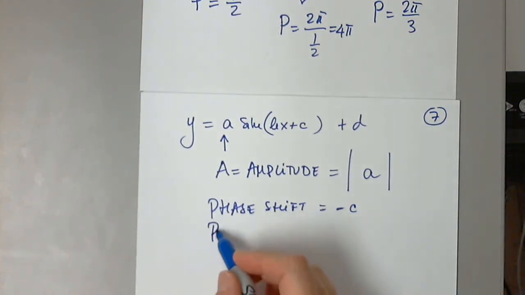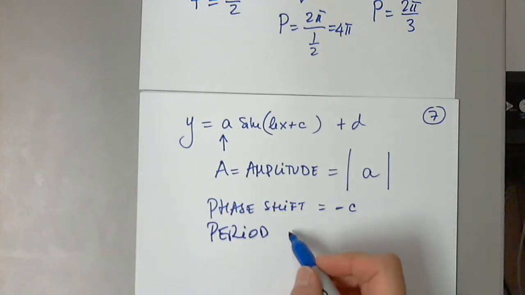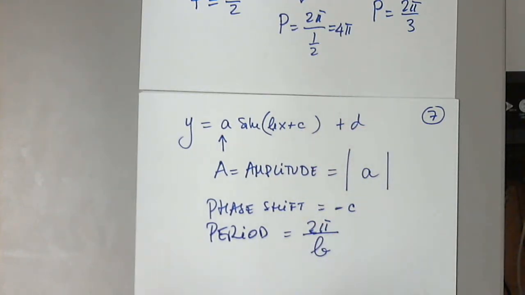What about the period? The period is still 2 pi, because it's sine divided by b, whatever that is. And now, having all this information, we are ready for this 14. So let's start with it.